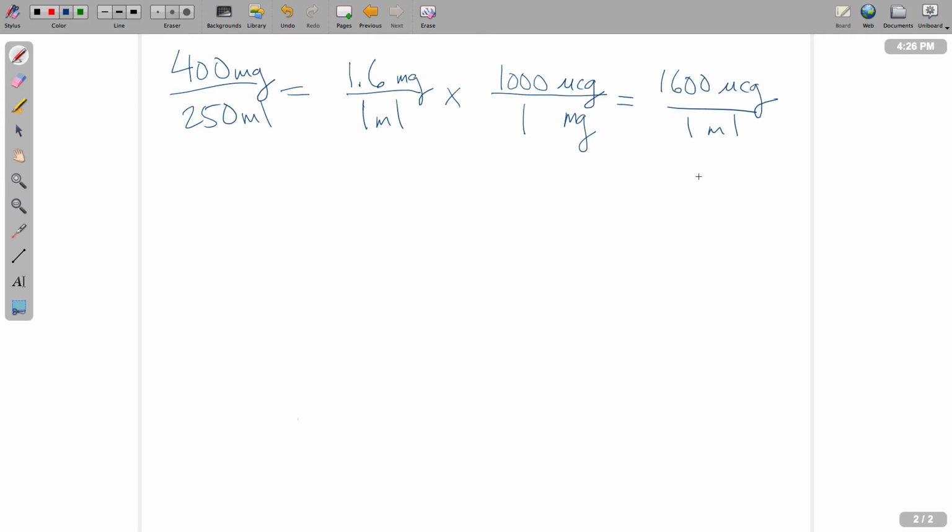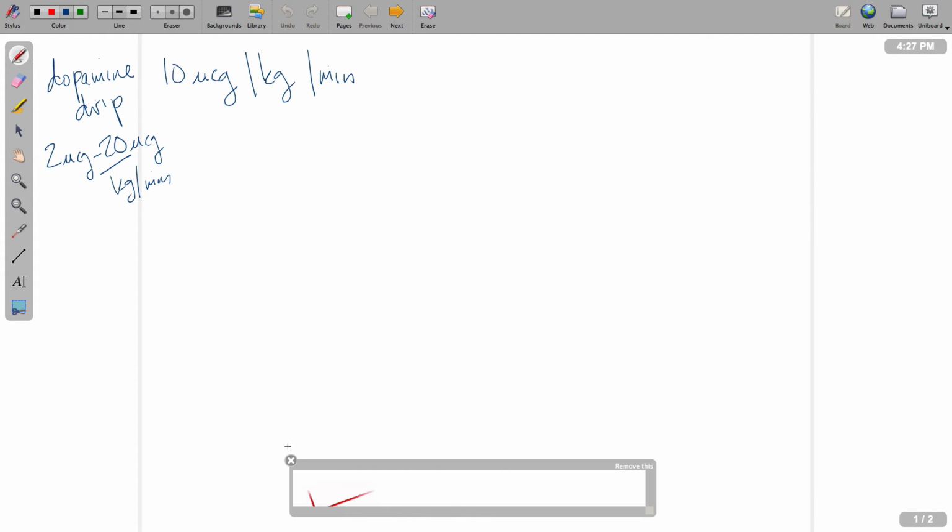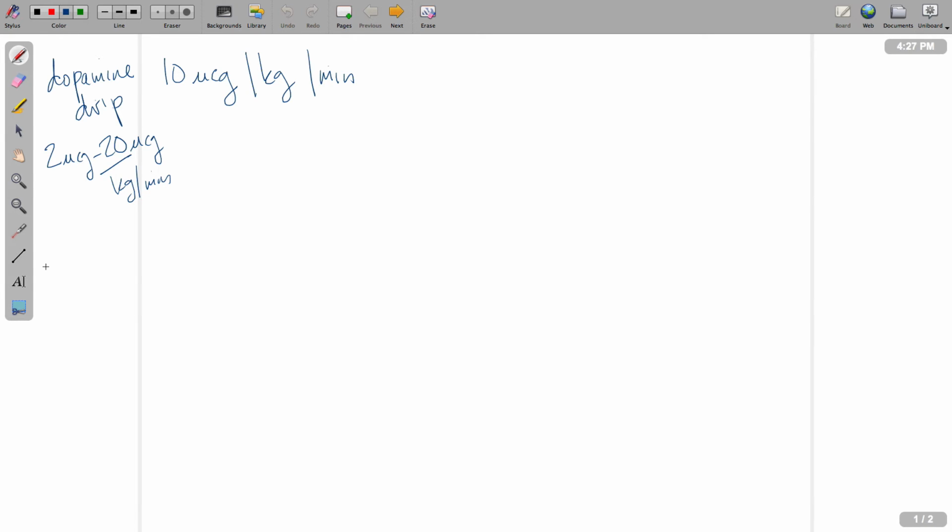So your dopamine comes in a 400 milligram dose in 250 cc's of volume of D5W, and what that translates to, in something usable, is 1,600 micrograms per milliliter. We're going to come back to that in a little bit. Let's start with that: we now know that there are 1,600 micrograms per milliliter of solution in a pre-filled dopamine bag.